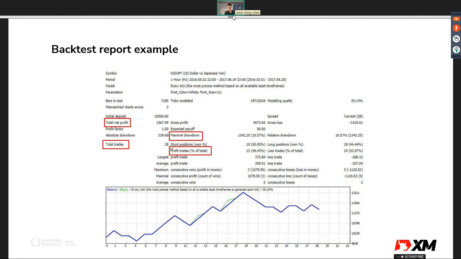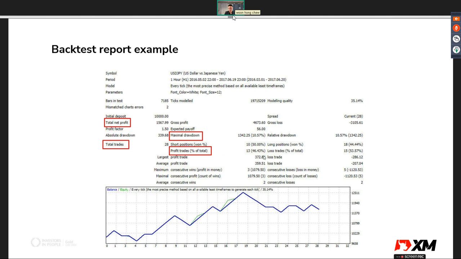Then you can see that the profit trades percentage of total is 13, which is 46.43%. Even though the profit trades are lesser than the number of loss trades, you can see that this strategy is profitable as it's still in net profit. So basically, these trades are not 1:1, but at least 1:2 for most of the trades. That's how, even though the profit trades are lower than 50%, it's still in profit.